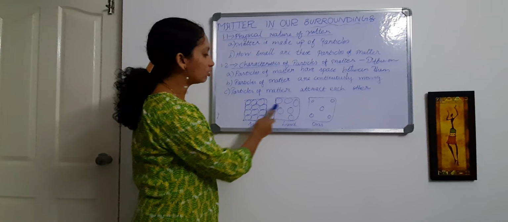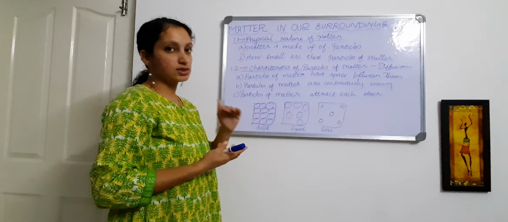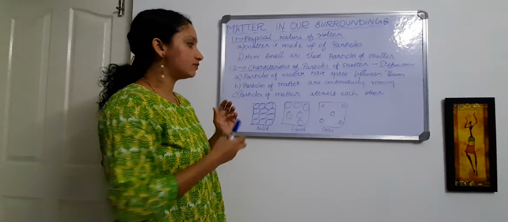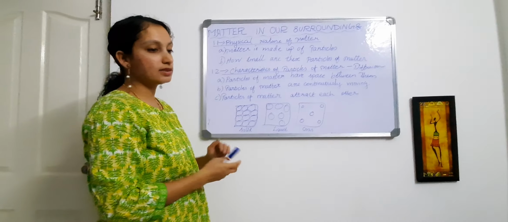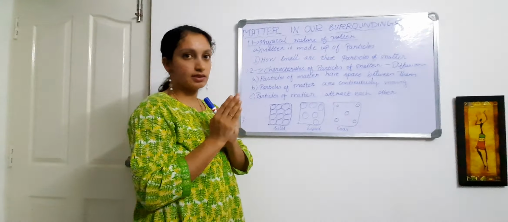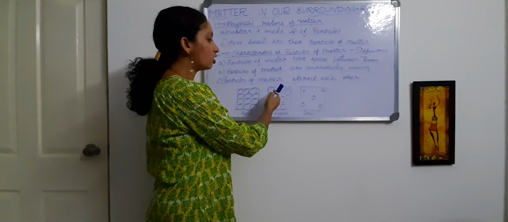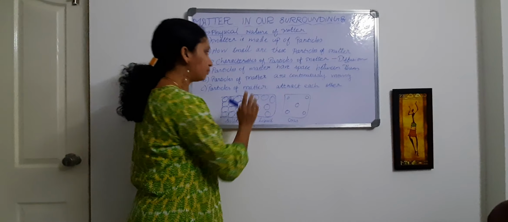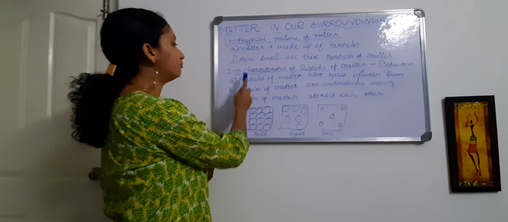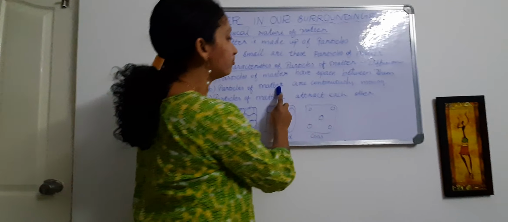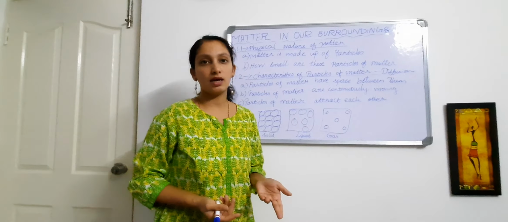Because of the space only, the salt was able to mix and occupy the space between these liquids. That is, the water which contains some space between is taking the solid salt into that space. That is the first activity. You can tell the same example for A. B is particles of matter are continuously moving. It is continuously moving. One example you can tell.